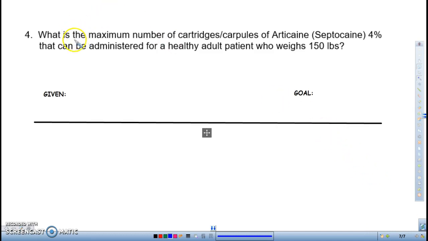Okay. I've got some givens here. That's a given, and that's a given. So the 4%, I'm going to put that over here on the given side. 150-pound person, that's a given. And it says, what's the maximum number of cartridges? That's what we're trying to calculate. So I'm trying to figure out how many carps I can give this 150-pound person. All right.